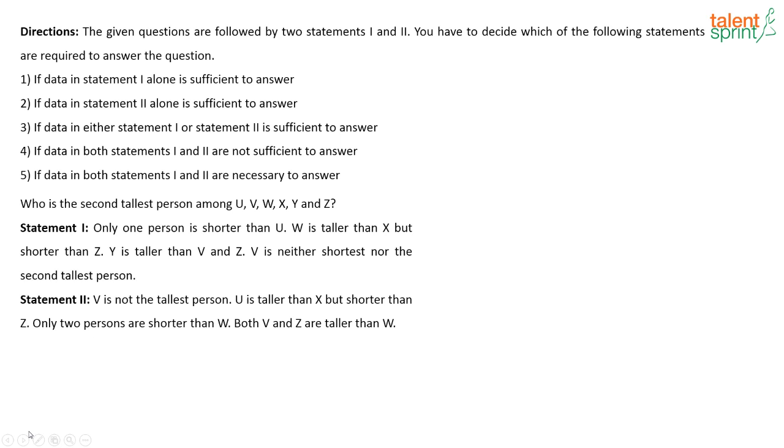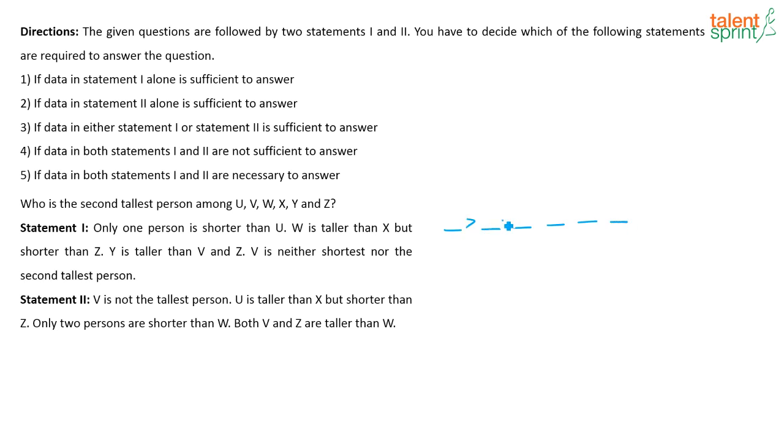Okay. Now, look at this one. Who is the second tallest person among U, V, W, X, Y and Z? Only one person is shorter than U. First statement says one person is shorter than U. So how many people are there here? 1, 2, 3, 4, 5, 6.